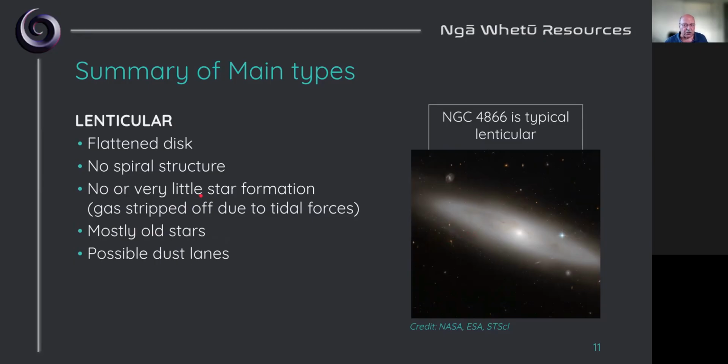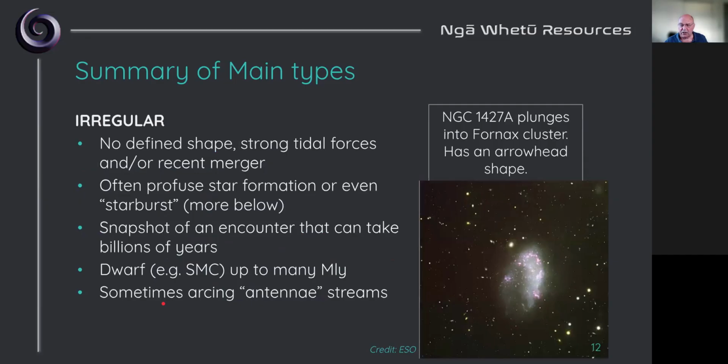So there's very little star formation happening, but there may be some. And therefore, again, mostly older stars. So that's lenticular. Lenticular, the name comes from probably lens shape. I think that's the translation of the English word.